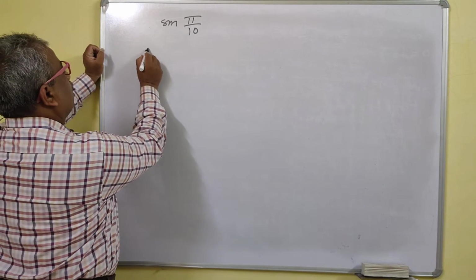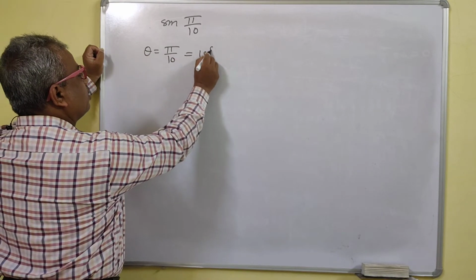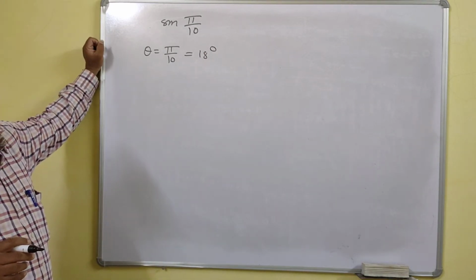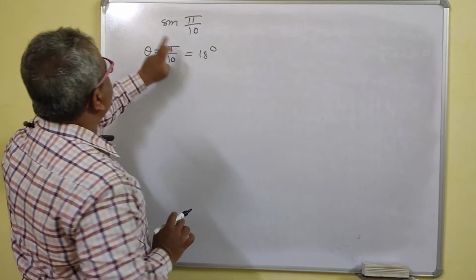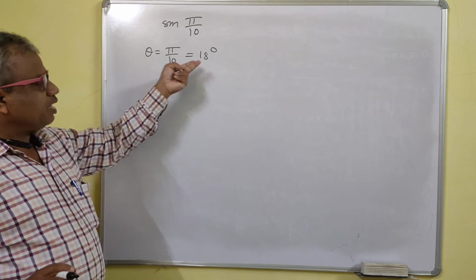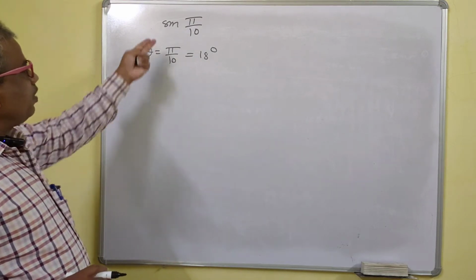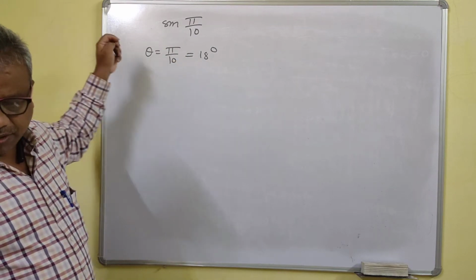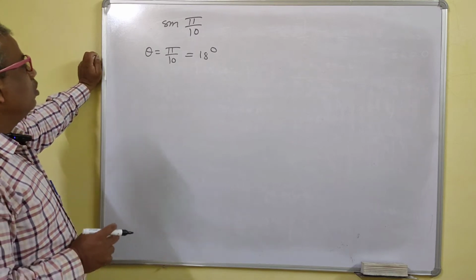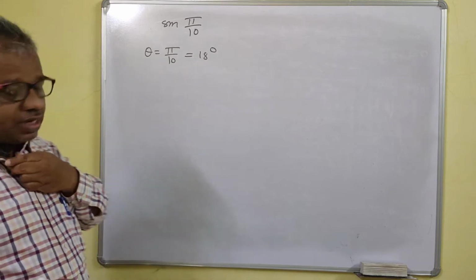So let theta is equal to pi by 10. You know that this is 18 degree, where pi means 180 degree. It is in terms of radian. So what you have to find is the trigonometric ratio of 18 degree. Once we get sine of 18, we can find the value of cos of 18, we can find the value of tan of 18, and so on. So here we are interested in finding the trigonometric ratios of 18 degree.